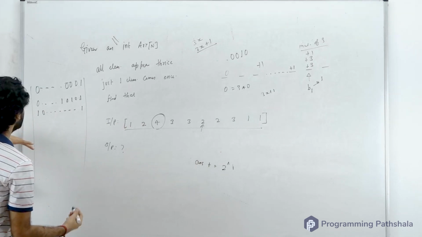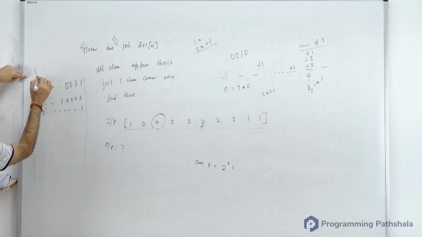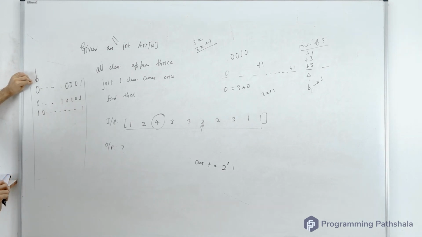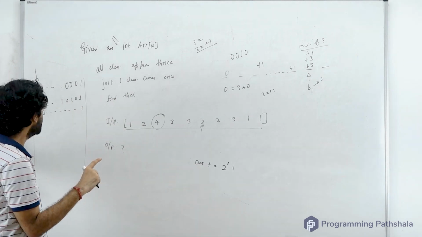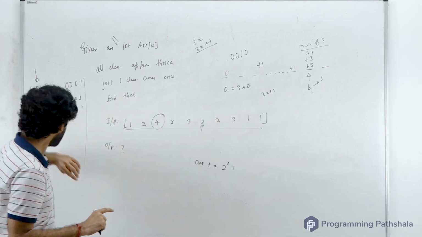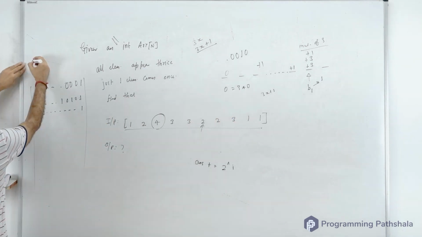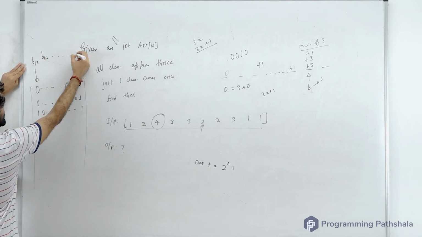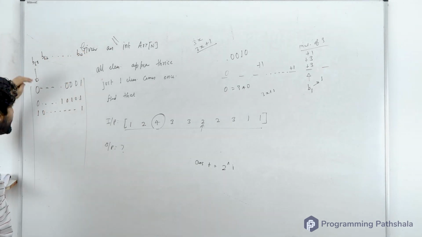Then I'll iterate, starting from this particular bit, and I'll try to see how many numbers have 1 at this bit position. Just look at it very carefully. I'm trying to see how many numbers in the array have 1 at this bit position, which is B63. And then I'll check for B62, and so on. Eventually I'll check for B0, right?